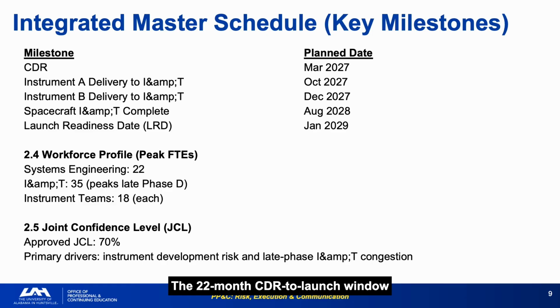The 22-month CDR to launch window is tight for a program with 2 subcontracted instruments and a dedicated INT phase. Historical data from the 114 mission NASA study suggests most schedule growth occurs in exactly this post-CDR window. The 35 FTE INT peak and 18 FTE instrument teams define the workforce loading at the most critical phase, and those numbers will be directly relevant to the cost and schedule pressure analysis when the performance data arrives.